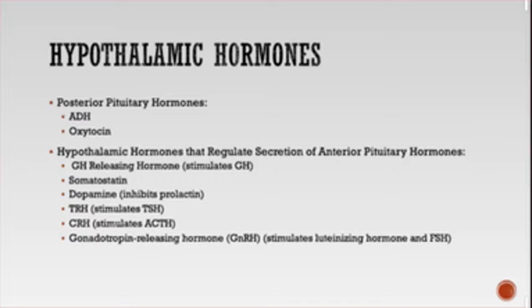So basically, again, the hypothalamic hormones are going to go either to the posterior pituitary or they're going to go to the anterior pituitary, and they are going to stimulate the pituitary to release another hormone.